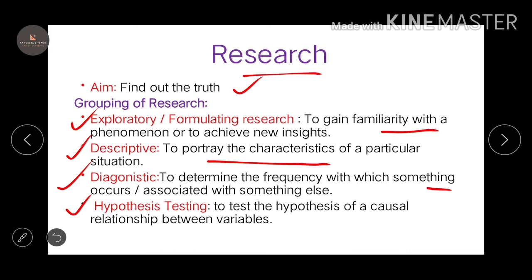Okay, after doing all the research, I develop the hypothesis, right? And finally I will test the hypothesis whether it is true or not. That is the hypothesis testing. So hypothesis testing is of a causal relationship between the variables. So this is a relationship between the variables, whether it is happening or not happening.